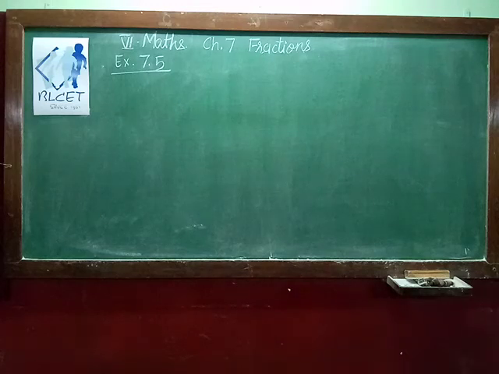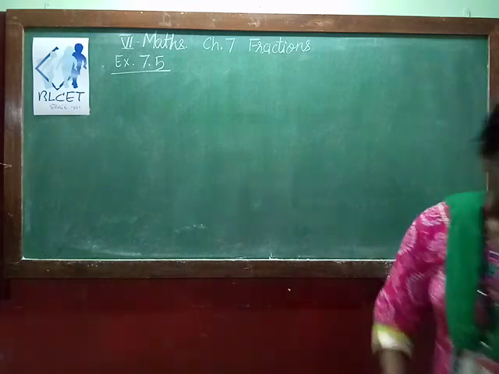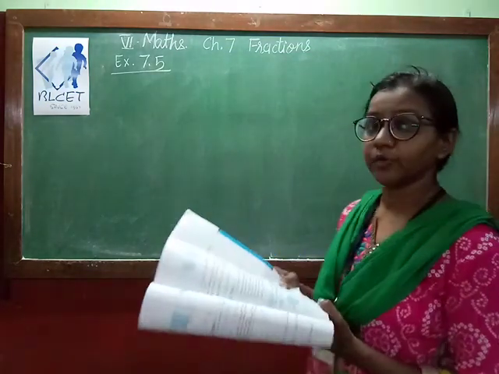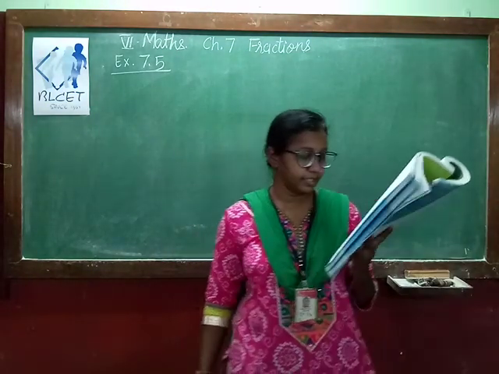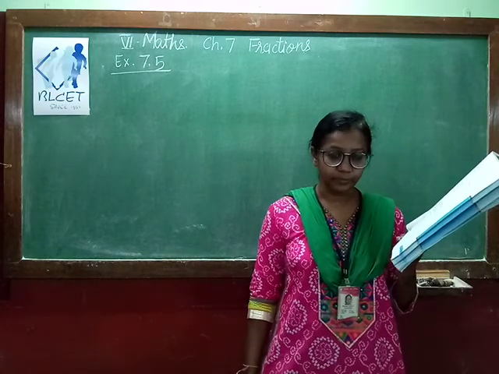Let's move on to exercise 7.5. First question. See the question, you have been given some diagrams. You have to just write the appropriate sign. See the first diagram. Write these fractions appropriately as addition or subtraction.